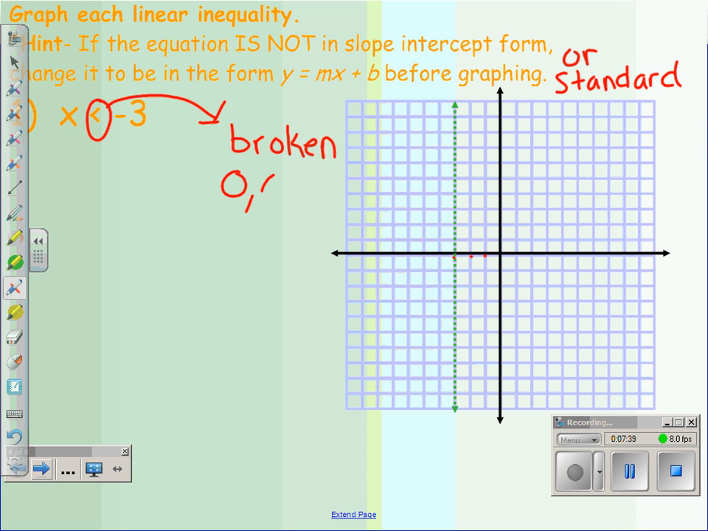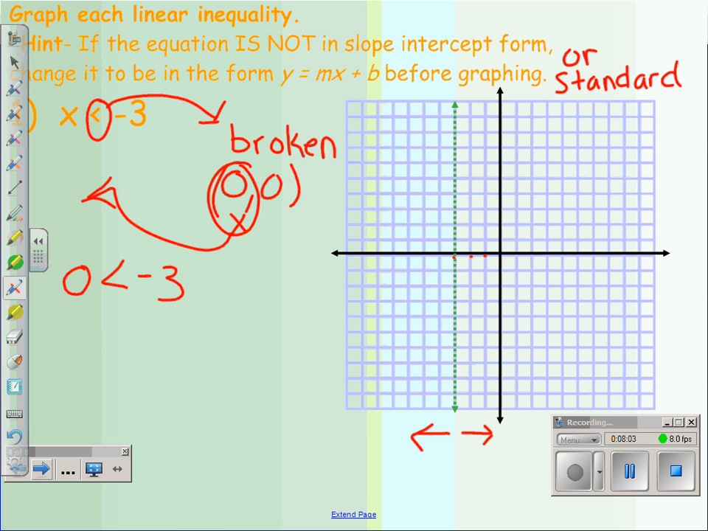In my test point, if I use 0, 0, which is the origin, right now we're trying to determine which side of the broken line I should be shading on. Should I be shading on the right side of the broken line, or should I be shading on the left side? So with 0, 0, all we have is x, so all we can really use is this 0, which is x. When we substitute that in, then we have 0 is less than negative 3. Well, of course, 0 is less than negative 3 is a false statement.